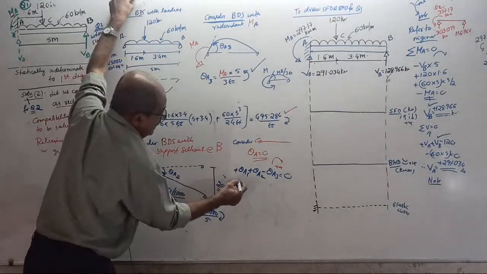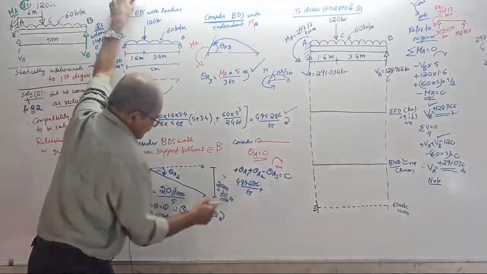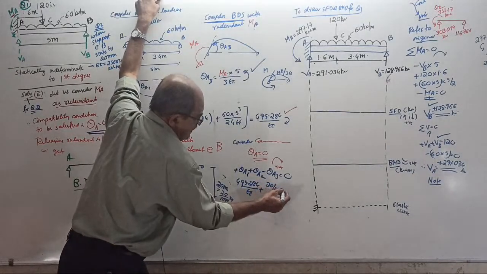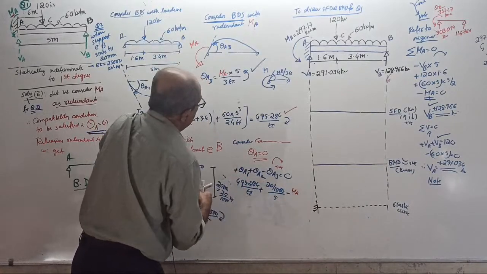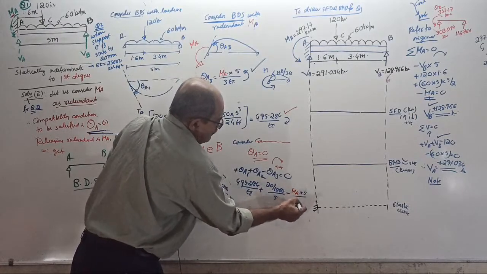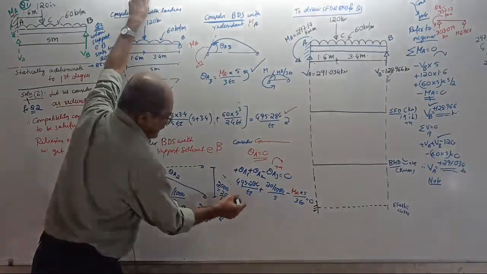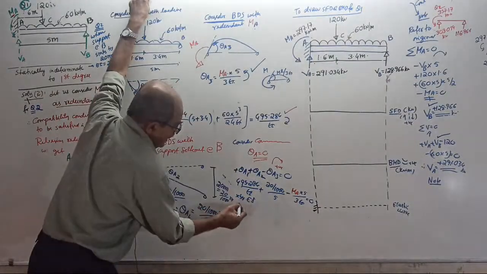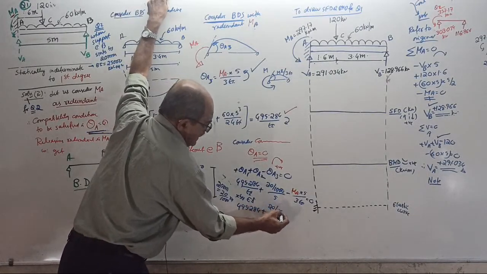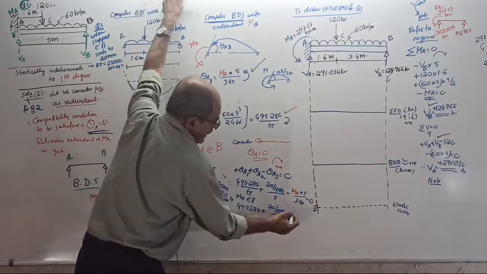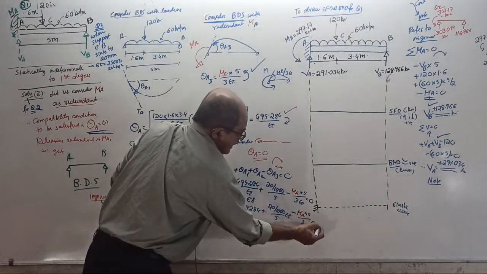Substitute theta A1: 495.284 by EI plus 20 by 1000 divided by 5 minus MA into 5 divided by 3 EI equal to 0. Now EI will not cancel. Now multiply by EI throughout. What do you get? You get 495.284 plus 20 by 1000 by 5 into EI minus MA into 5 divided by 3 equal to 0.